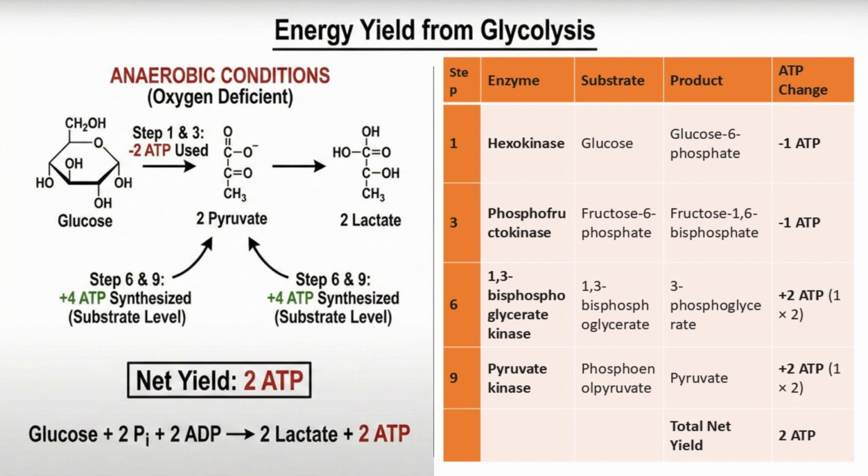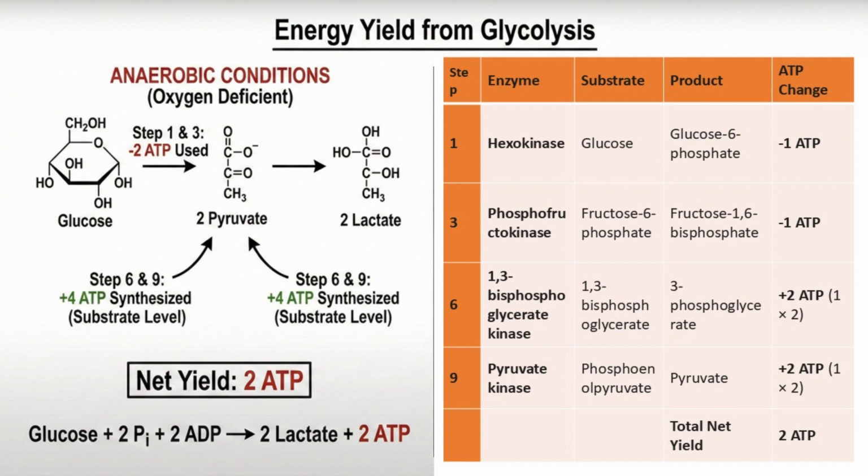because the NADH cannot be oxidized for extra ATP. The investment, just like before, we spend 1 ATP at step 1, hexokinase, and 1 ATP at step 3, phosphofructokinase. The payoff, we still generate 2 ATP at step 6 and 2 ATP at step 9 through substrate-level phosphorylation.